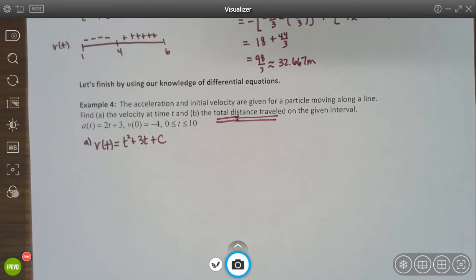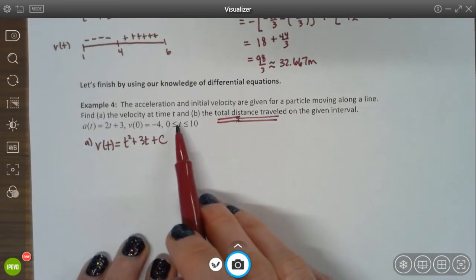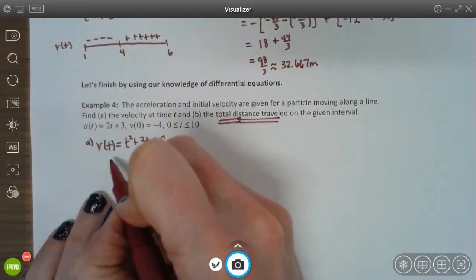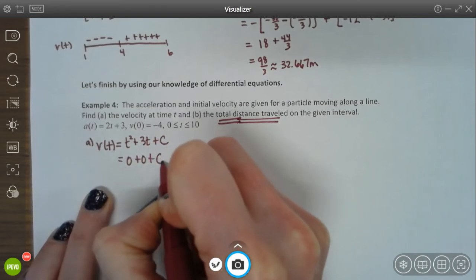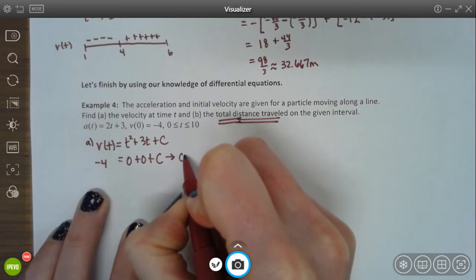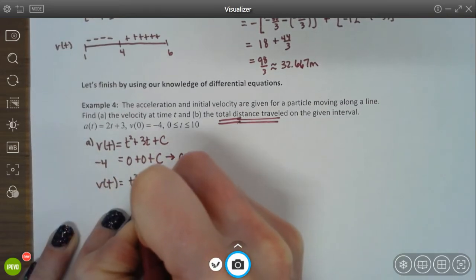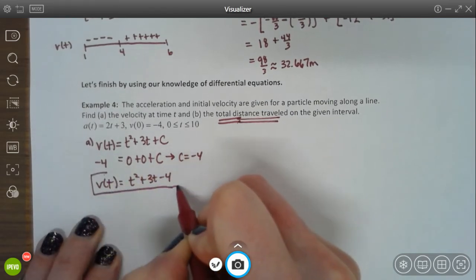Now we got to figure out, well, what the heck is c? I can't solve this problem if I don't know what c is. So now we're going to go ahead and take that consideration here that v of 0 is equal to -4. So I'm going to replace all of my t's with 0 and set that equal to -4. And I'm going to find out that c was -4. So now we know our velocity function was t squared plus 3t minus 4. That was my answer to part A.